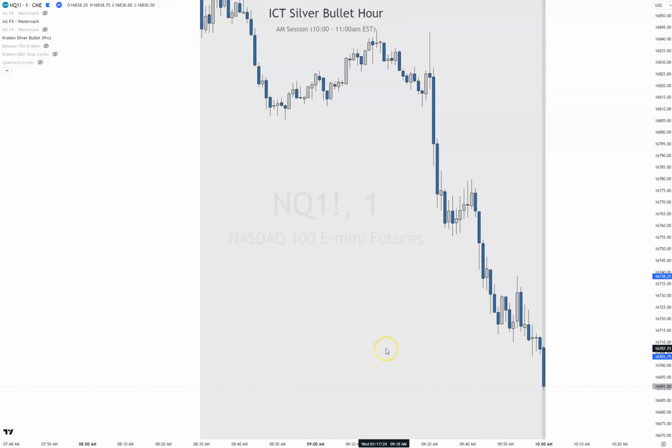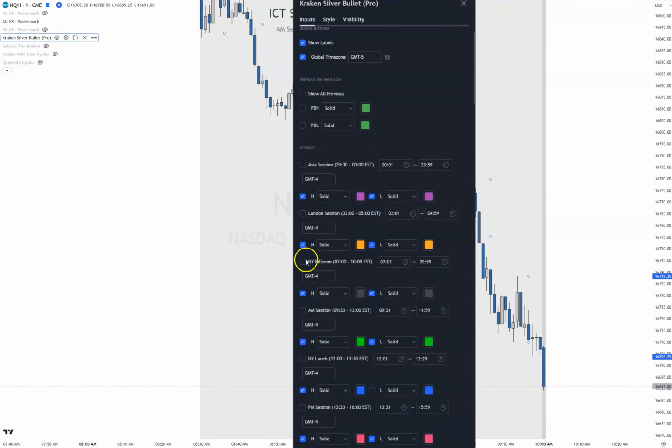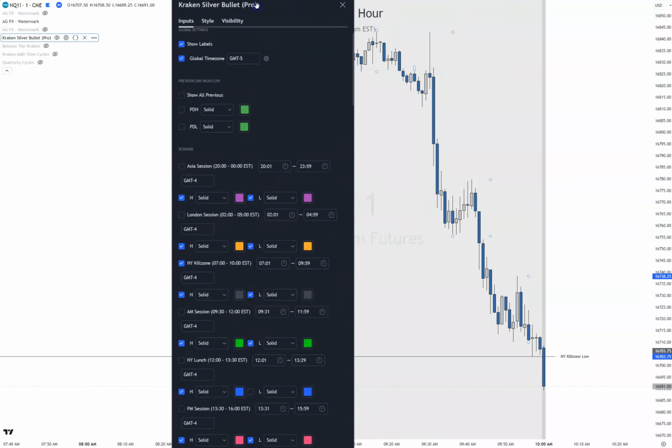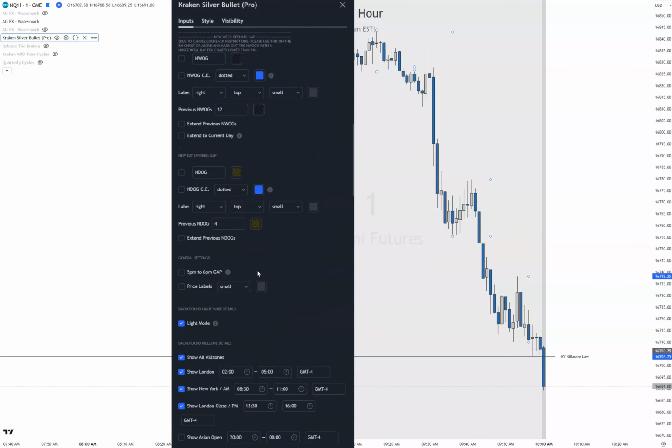Today I want to go over the AM Silver Bullet for Wednesday, January 17th. So the first thing I'm going to do is turn on the Kraken Silver Bullet Pro indicator and select some settings here, right? I like to start with the Killzone and see where it's at first for the AM session. And it looks like we just took out that low. I'll zoom in here for a second for the high, but let's turn on some other things.